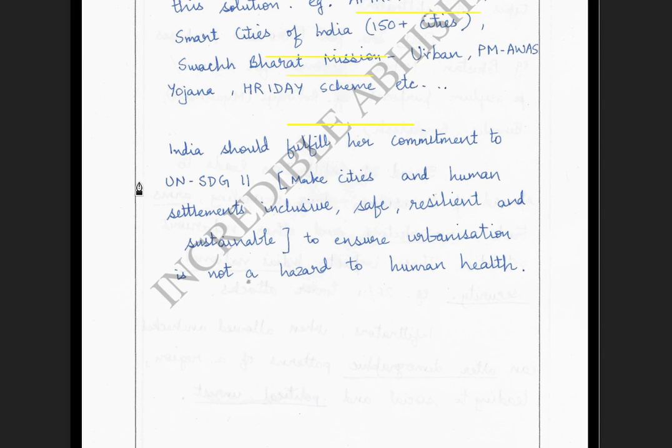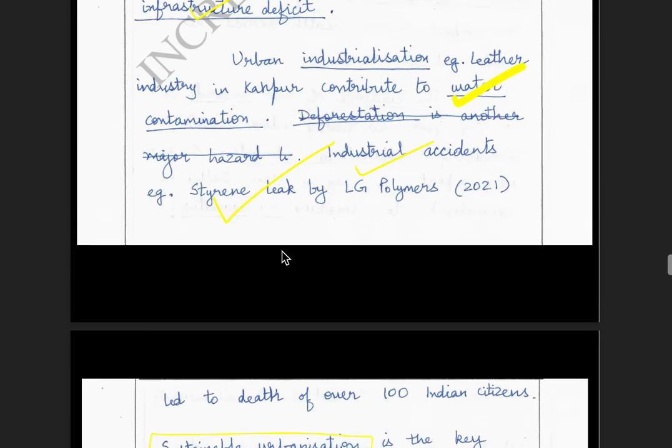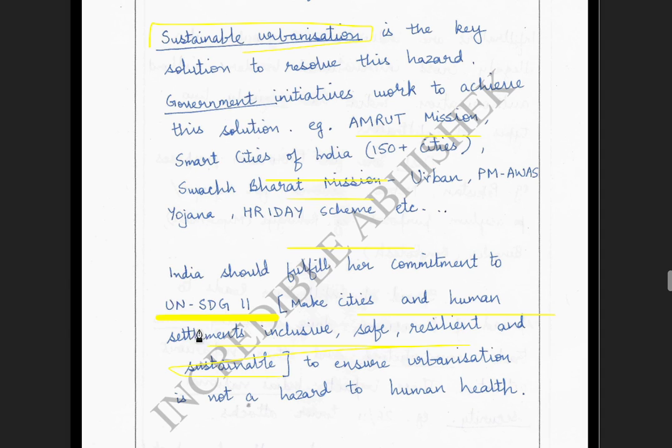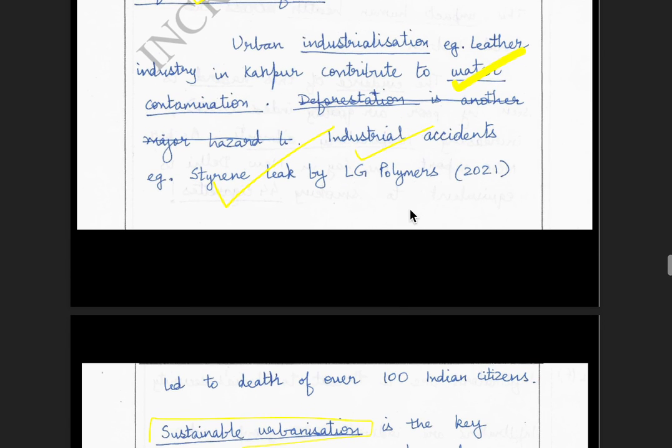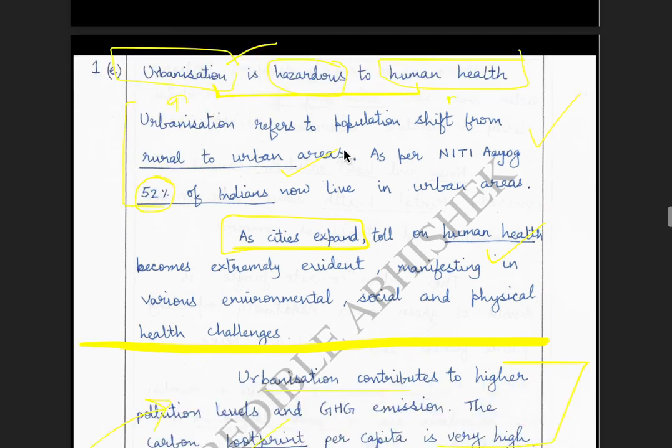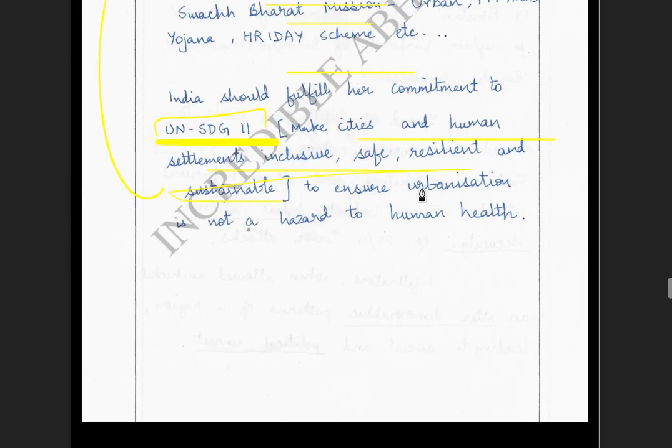And India should fulfill her commitment to UN SDG 11, make cities and settlements inclusive, safe, resilient and sustainable. You see, he has used the word, the candidate learns and remembers the SDG goals. He used the word sustainable here. He has used the word safe and resilient previously, and he has taken the word hazardous from the topic. Settlements, that is your urbanization area, to ensure urbanization is not a hazard to human health. He has basically copy pasted the entire essay topic again.